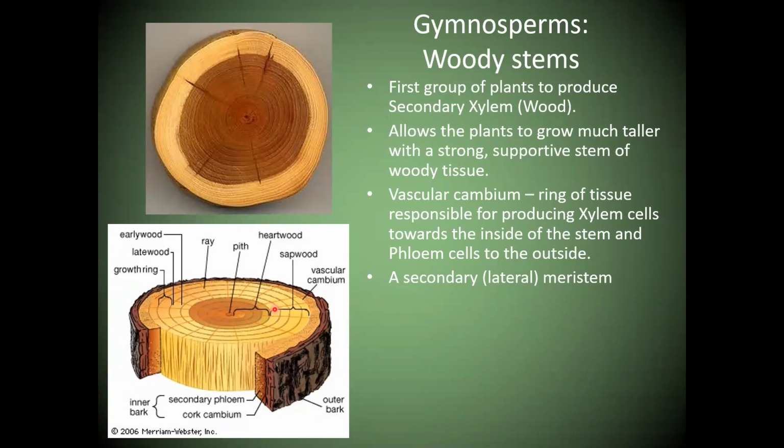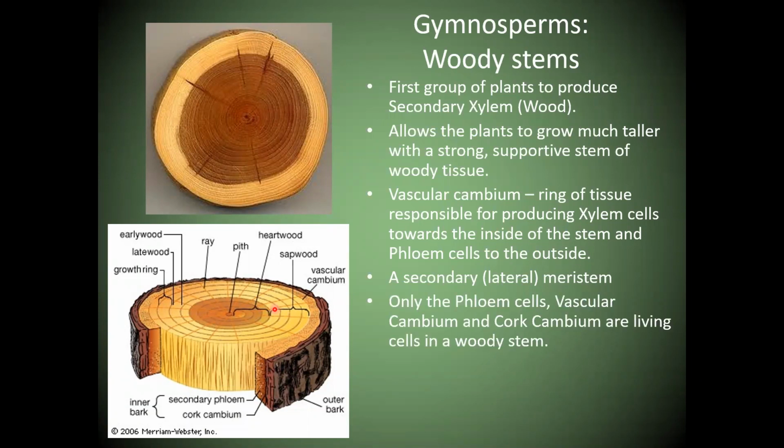Those cells are undifferentiated. Because the cells are undifferentiated, through cell division they can produce more cells that later on will become differentiated and specialized into a particular function.